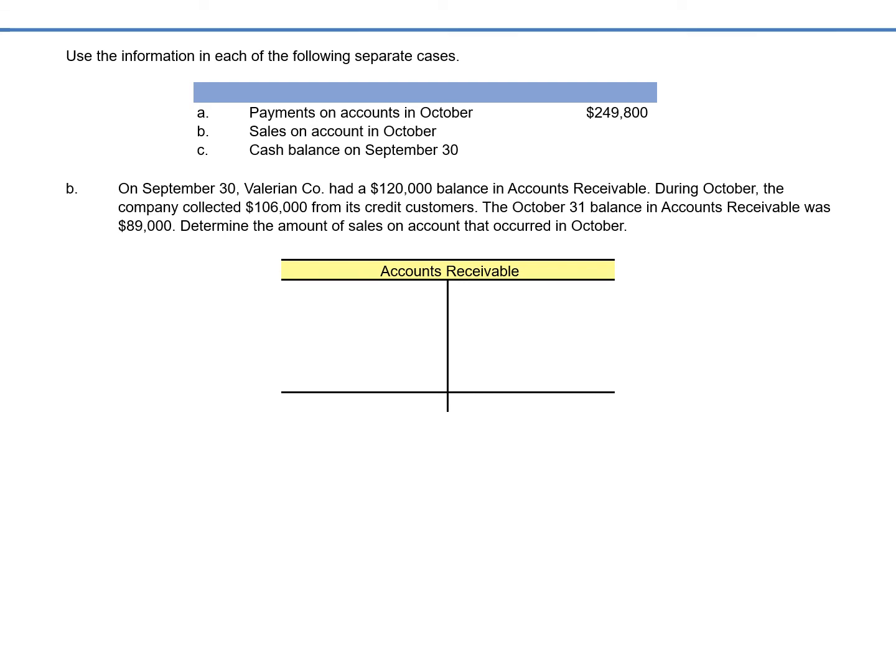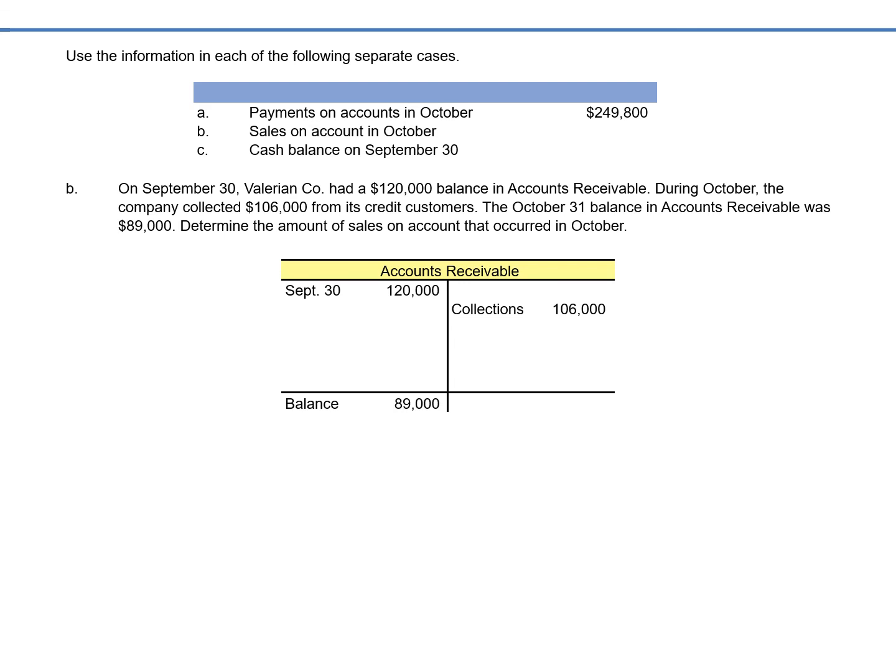And so let's put in the information that they tell us. They tell us the beginning balance, or the balance on September 30th, is $120,000. They tell us that during the month, the company collected 106 from its credit customers. When they're collecting their accounts receivable money, that's a decrease to accounts receivable, and we know that accounts receivable is an asset, and in order to decrease asset accounts, we credit. So the collections belong on the credit side of our T account, or the right side, right? And then they tell us that the balance at the end is $89,000.